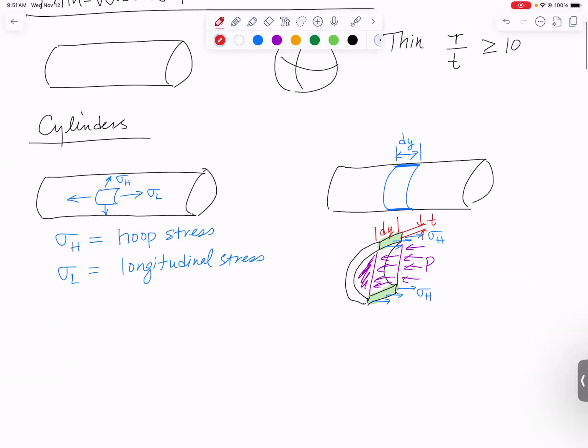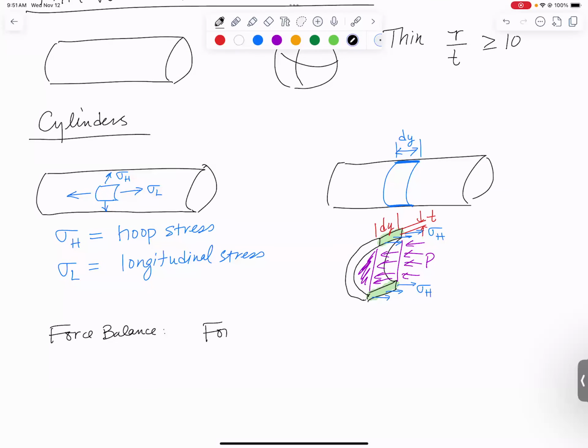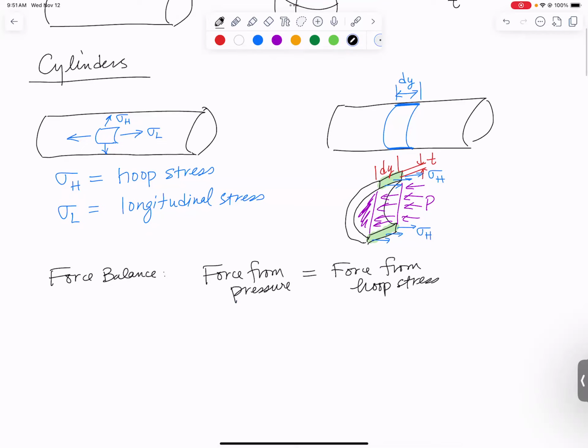What I want to do is I need a force balance. The force caused by the pressure, P, has got to equal the force from the hoop stress, because the hoop stress is pointing in one direction, the pressure is pointing in the other. So let's just multiply hoop stress times its area and pressure times its area. Doing that, what do we end up with?